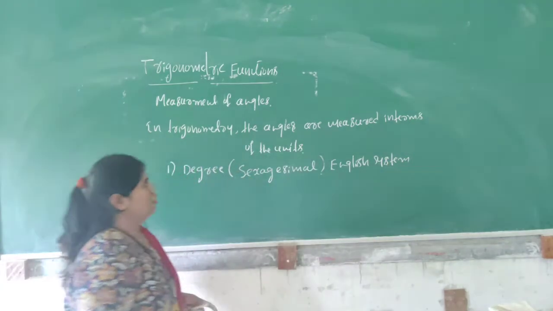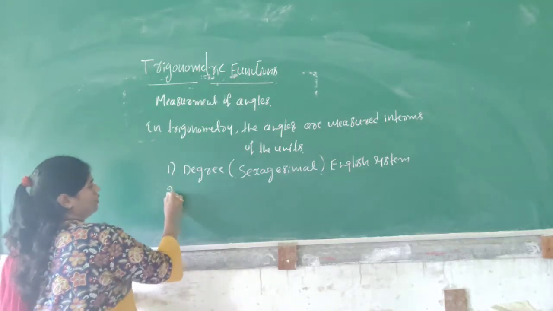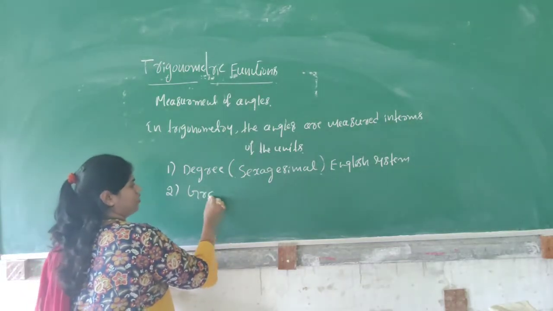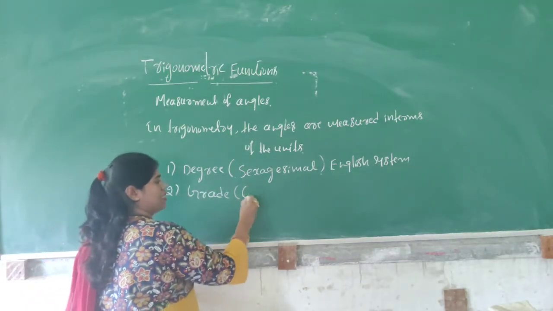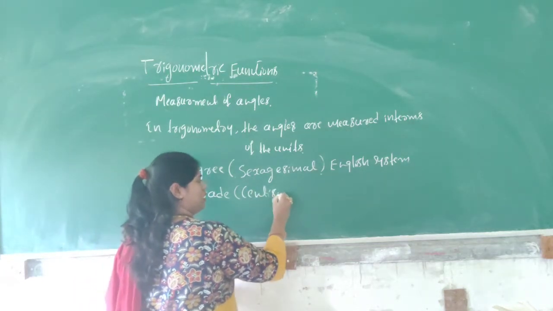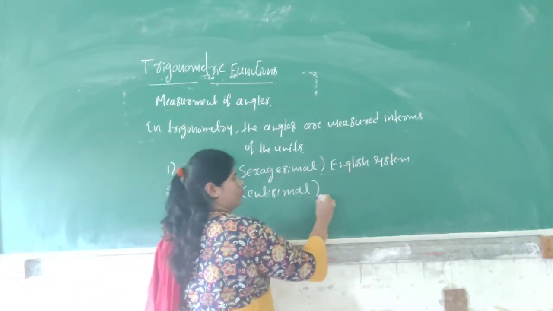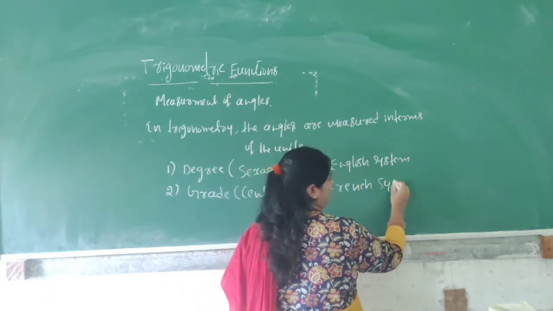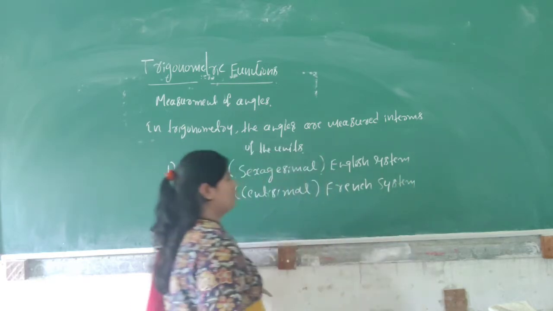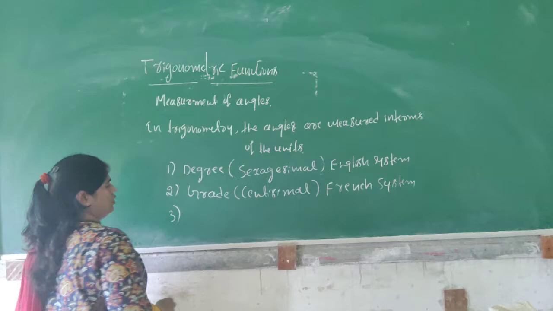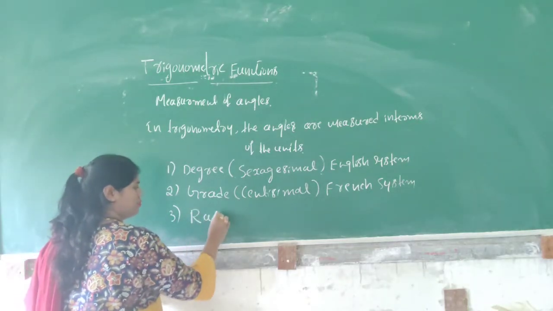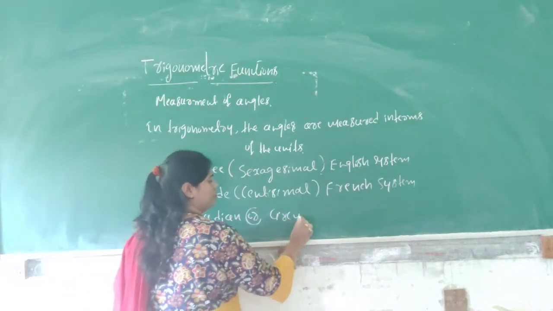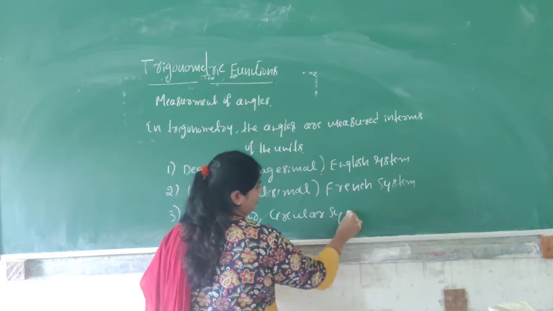The second one is the grade system, also called centesimal. Another name for centesimal is the French system. The third one is radian, or the circular system.